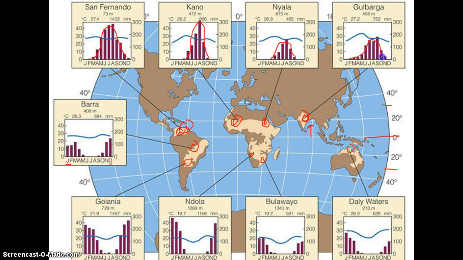Contrast that for a second. When we get to these regions down here that are below the equator, they're still tropical, but they're below the equator, we have the opposite graph when it comes to rainfall. Their rainfall actually dips lowest in the summertime. They don't experience much precipitation at all in the summertime.